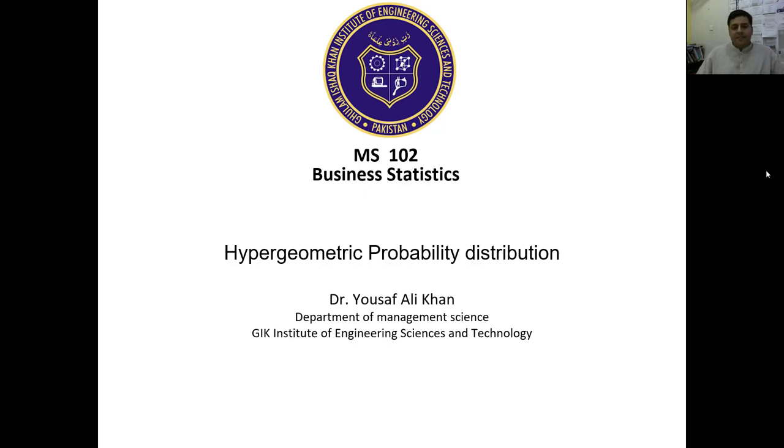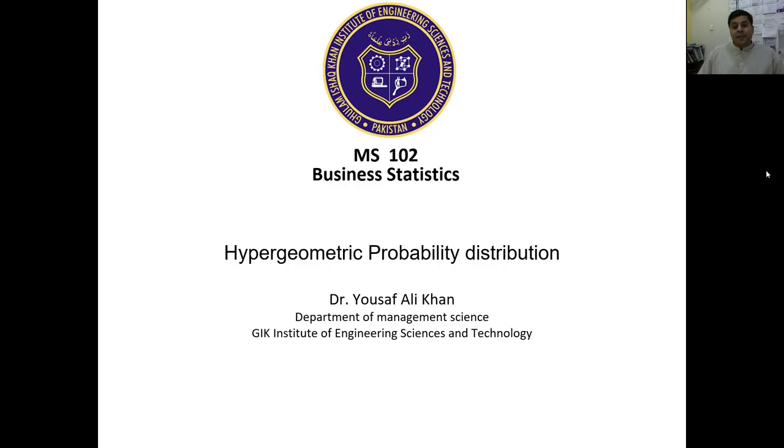Okay, another distribution in the row is the hypergeometric probability distribution. Hypergeometric probability distribution is another type of discrete probability distribution. More or less, it is similar to the binomial distribution. But in the binomial distribution, as I already discussed, the trials are independent. In hypergeometric, the trials are dependent. There will be some dependency of probabilities on one another.